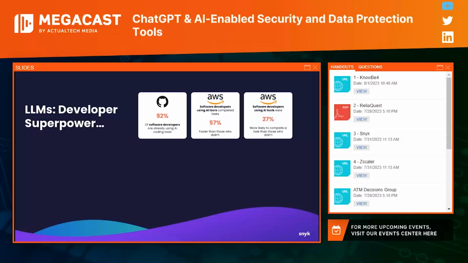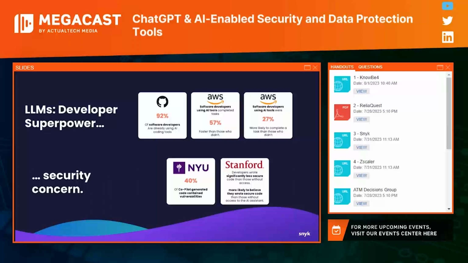AWS did a study using CodeWhisperer and found that software developers who were using their AI tool completed software tasks 57% faster than those who didn't. And if they were using it, they were 27% more likely to complete tasks than those who didn't. So developers get a lot faster when they're using these tools.